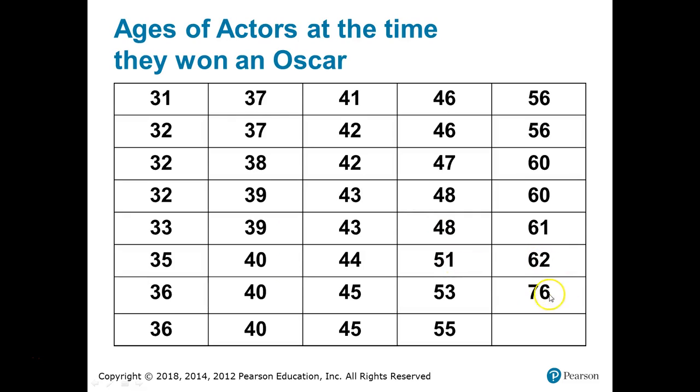72 to 93. Okay, this 76 would be considered a mild outlier, and then there would be no extreme outliers.